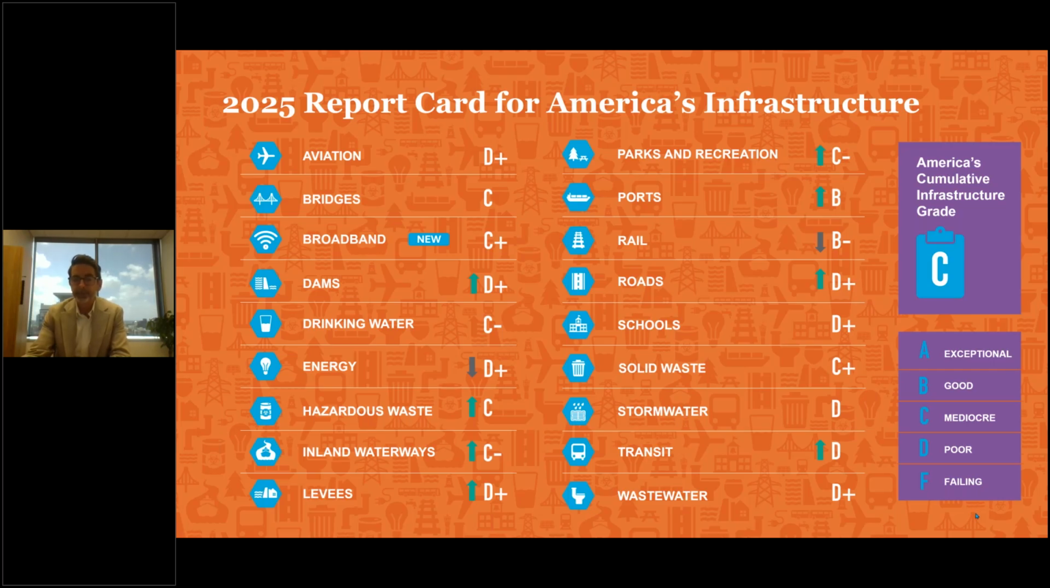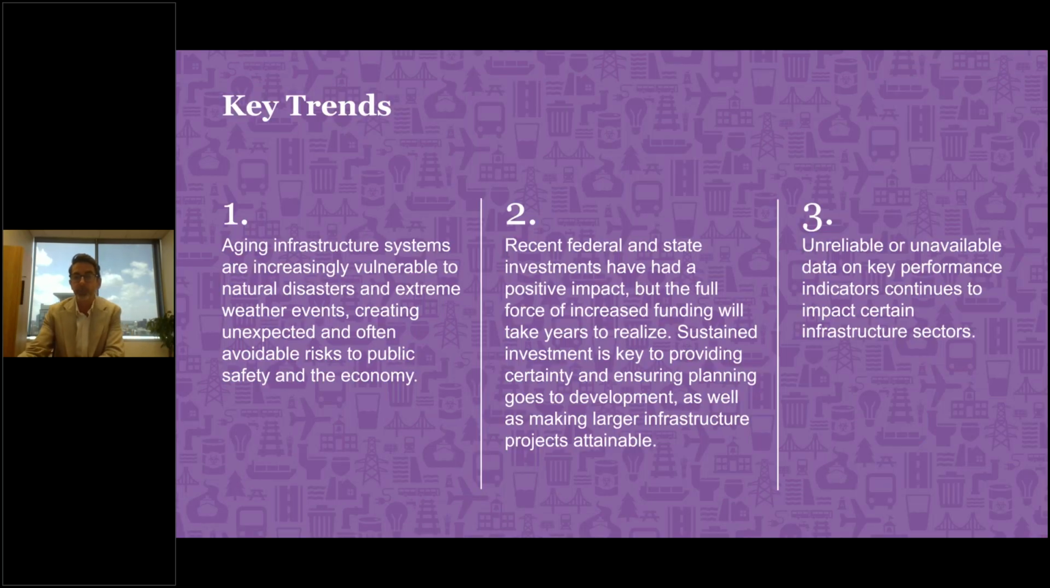Next slide, please. The report card demonstrates the crucial need for the new administration and Congress to continue sustained investment in infrastructure and build on progress made to improve infrastructure after decades of deferred funding and underinvestment. Some overarching trends impacting infrastructure include extreme weather events, the need for sustained investments, and the need for reliable and available data on key performance indicators. These trends certainly ring true in the stormwater category, as we'll hear about in the upcoming presentations.